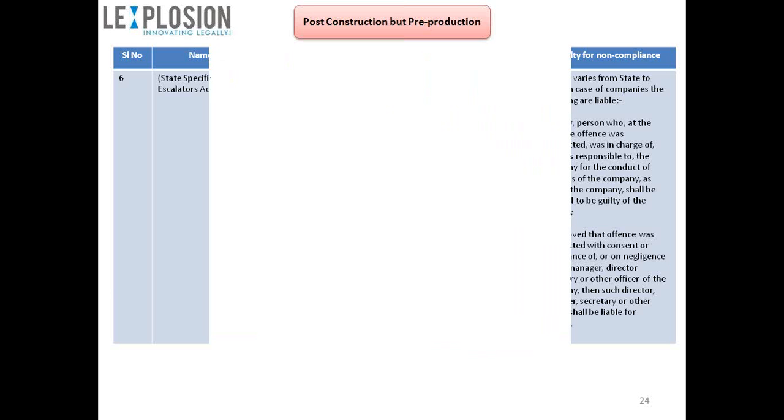We need to ensure that you are in compliance with the provisions of the Explosives Act 1884 and with the Gas Cylinder Rules 2004. You need to apply in Form C to the Chief Controller or Controller for a license to store and process compressed gas in cylinders.